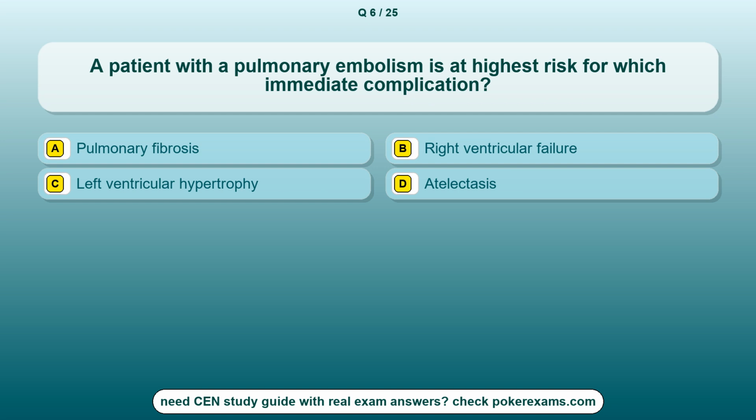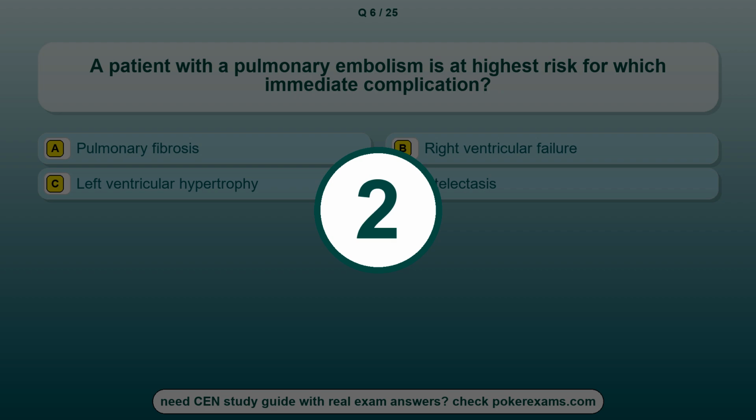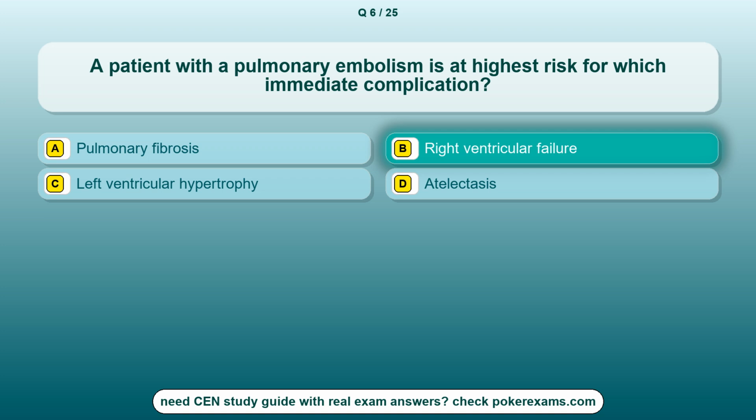Option A. Pulmonary fibrosis. Option B. Right ventricular failure. Option C. Left ventricular hypertrophy. Option D. Atelectasis. The correct answer is option B. Right ventricular failure. Question 7.